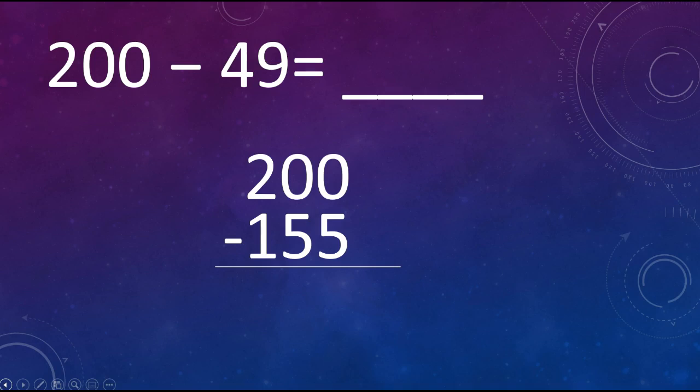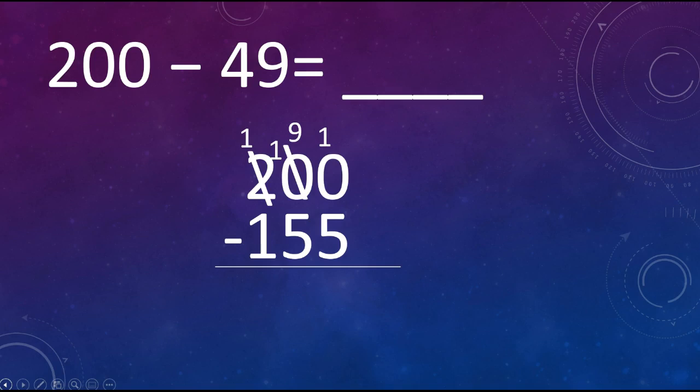Looking at the ones place, we cannot take 9 from 0. And there's nothing in the tens place for us to borrow. So we need to go to the hundreds place. Let's take 1 from the hundreds. Now it's going to turn to 1, and we're going to give it to the tens place. Now we can take from the tens place. We take 1 away from 10, and it's going to be 9. And we give that 10 to the 0 there, it turns to 10.